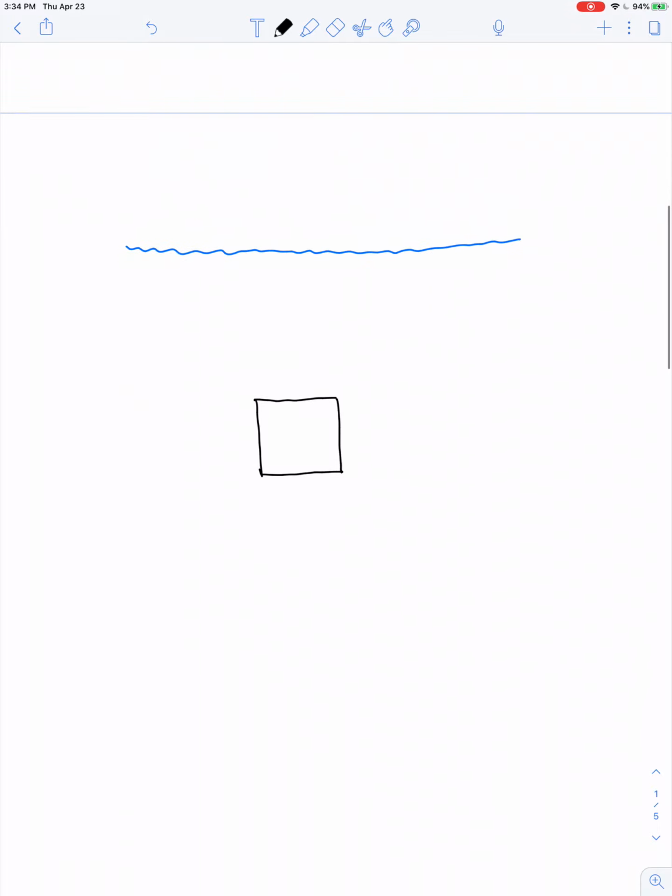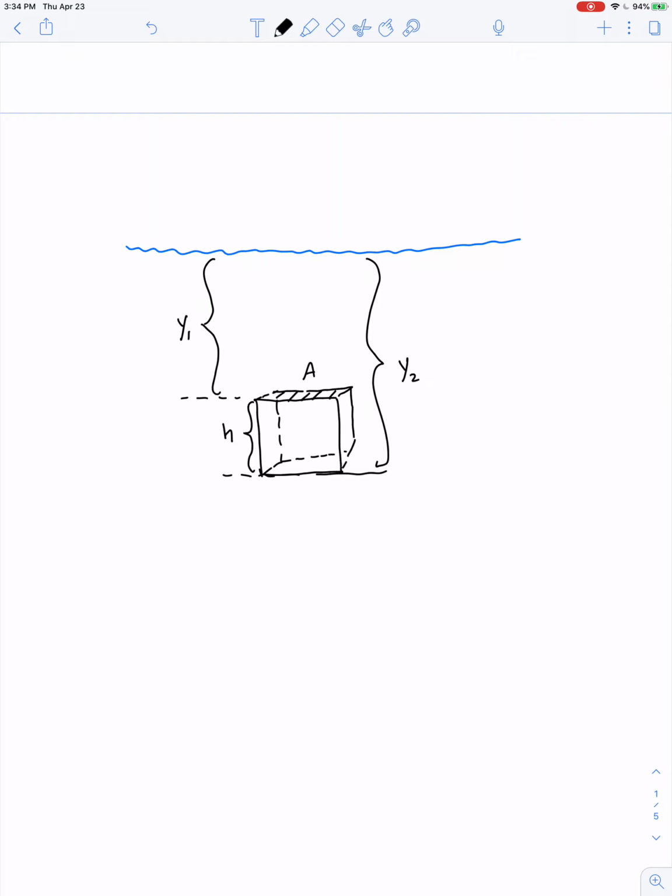And the cube has a top surface that sits at a depth, how about we call this y1, and the bottom surface sits at a depth we can call y2. Well, maybe we'll draw it three-dimensional. Okay, so our cube has a surface area of A, and we'll say it has a height of h. And by the way, you can see that h would just be equal to y2 minus y1.